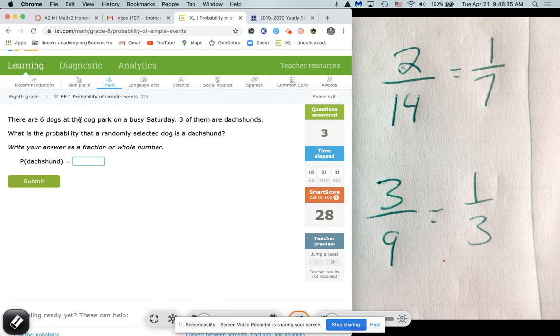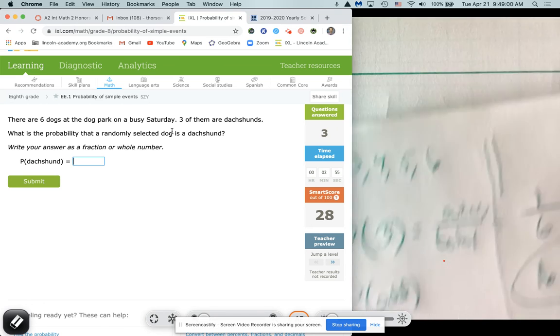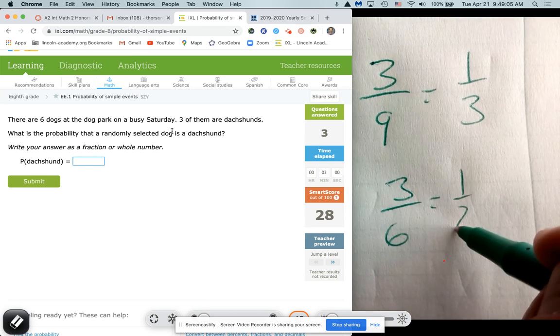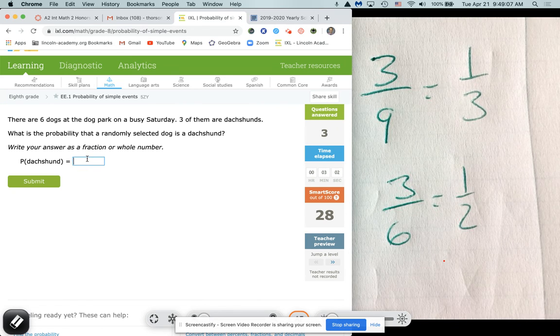Here, there are 6 dogs at the park on a busy Saturday. 3 of them are dachshunds. What is the probability that a randomly selected dog is a dachshund? So again, that's how this is read, the probability of being a dachshund. Well, there are 6 dogs total. 3 of them are the dachshunds. So again, 3 out of 6. And then I reduce that. It's a 1/2 chance, and it wants it as a fraction. So I type in 1/2.